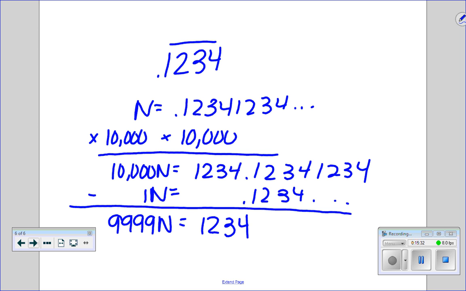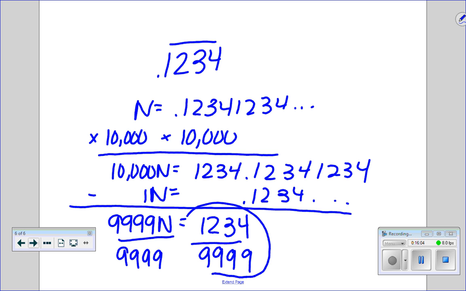So it'll be like this. I can't reduce by 2 because 9 is not an even number. I don't think I can either. So we'll count this as the answer. So if I divide 1234 by 9999, I get 1234, 1234, 1234.